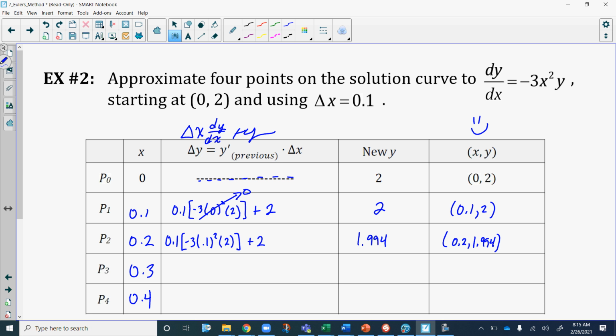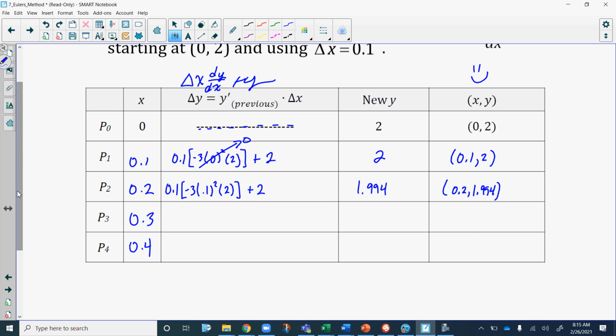So my new point would be 0.2 and 1.994. For the third step, moving on, delta x again is constant, 0.1 times -3. The previous x value in this case is going to be the 0.2 squared times the previous y value, 1.994, plus the previous y value, 1.994. And if you type all of that into the calculator, you're going to get a clunky number here of 1.970072. So my new point is at 0.3 and 1.970072.